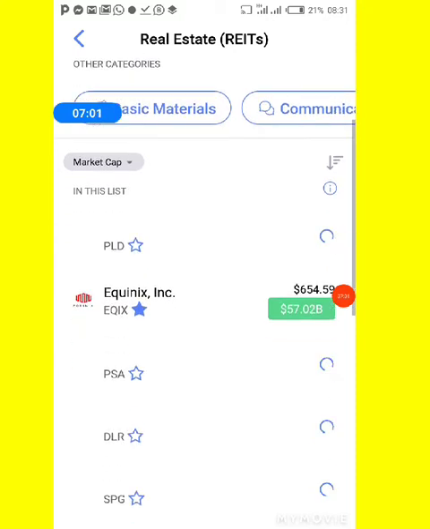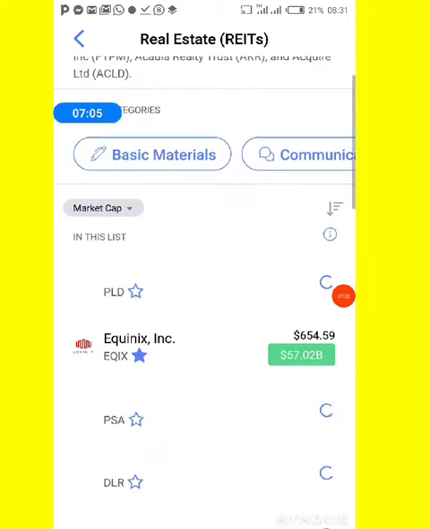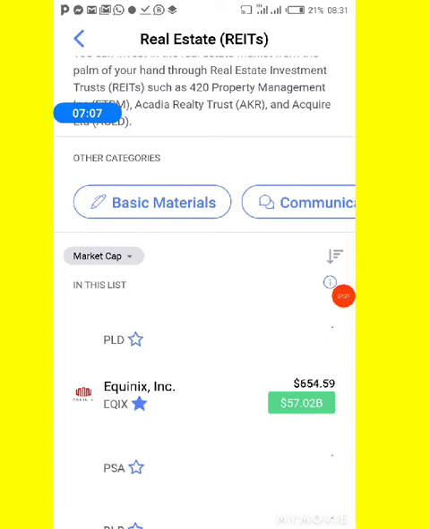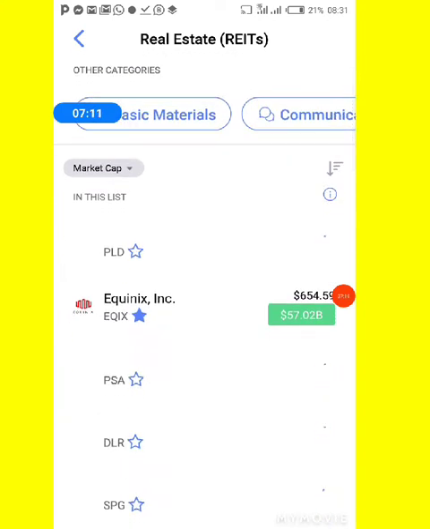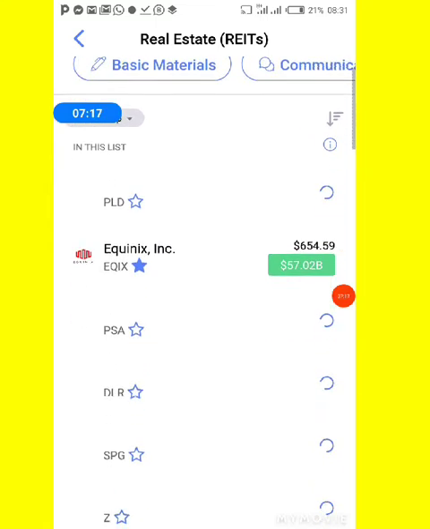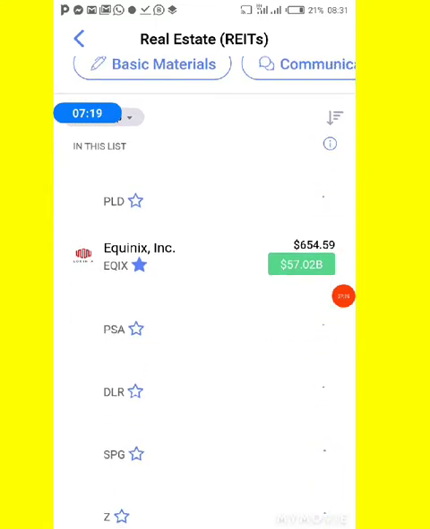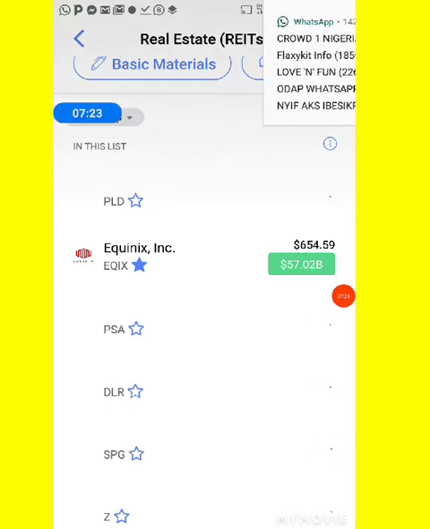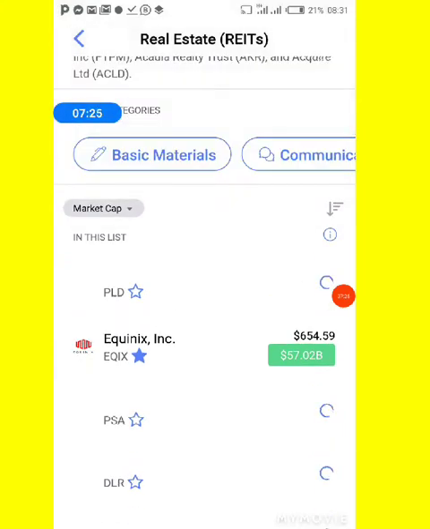Now if you check the watch list, only one of the companies under real estate is listed in the watch list. Under this, Equinix is listed in the watch list. Do you know why I'm saying so? Because if you check here, you will see the star is highlighted, which means if you go back to your front page, the portfolio page, you are going to see this Equinix here.